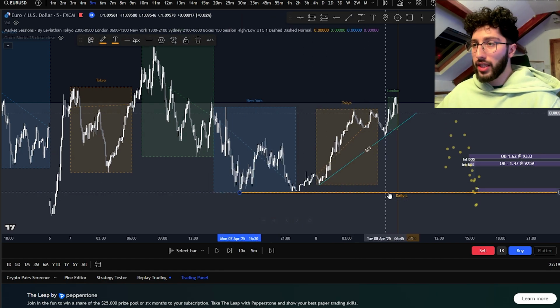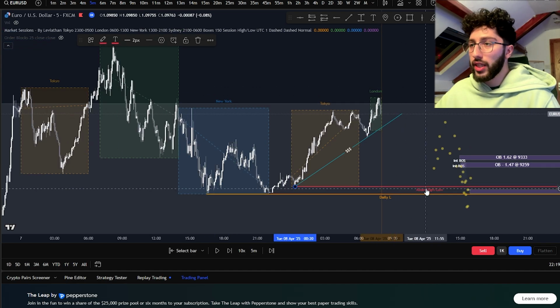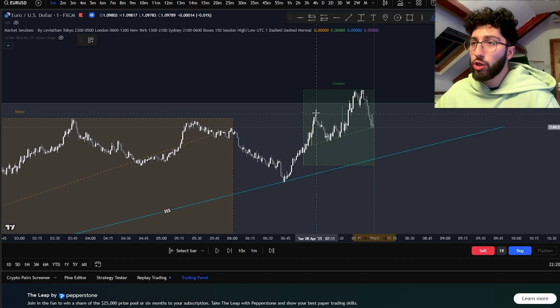Then I marked this as the daily low for yesterday. And I also marked this off as the Asian low. So we got the daily low and the Asian low. Then I went down to the 1 minute and I used my highlighter tool to mark out highs and lows just to see what price was doing.